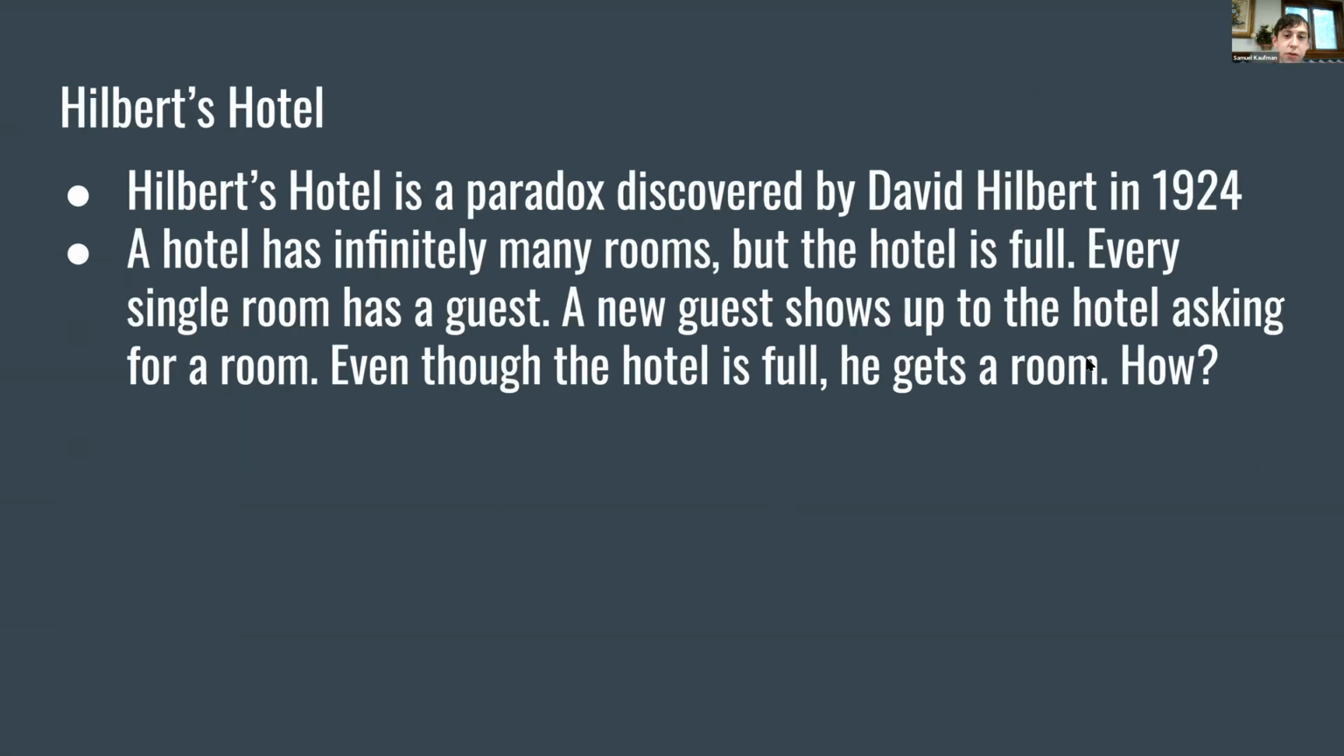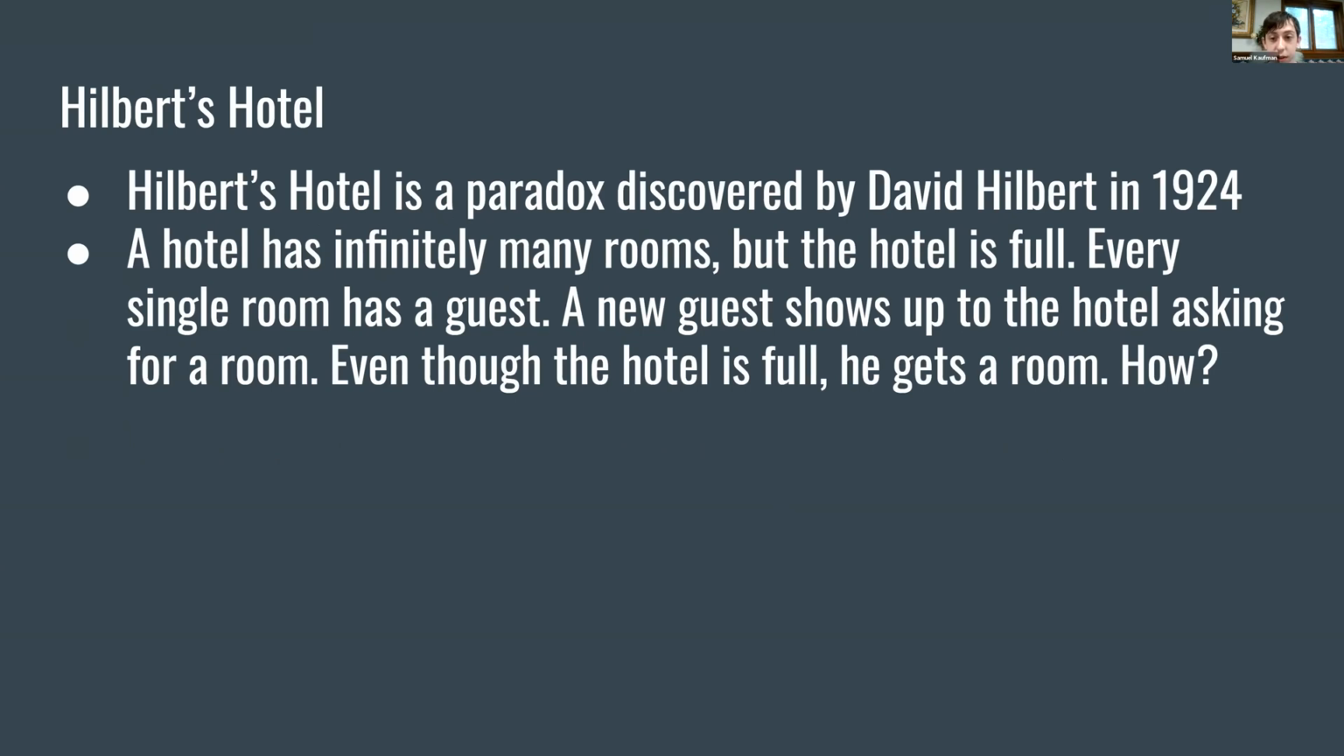So this first one is called Hilbert's Hotel. It was discovered or created by David Hilbert in 1924. And this is how it goes. You have a hotel with infinitely many rooms, and they're numbered. So there's room 1, room 2, room 3, all the way to infinity. And every single room has a guest. So the hotel is full.